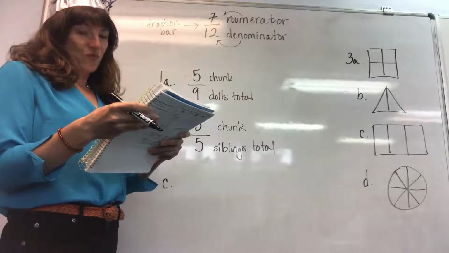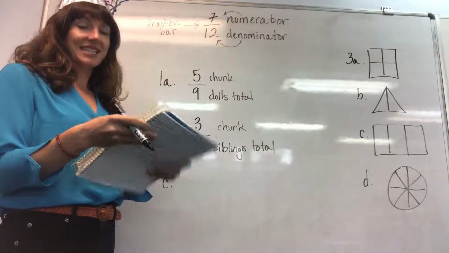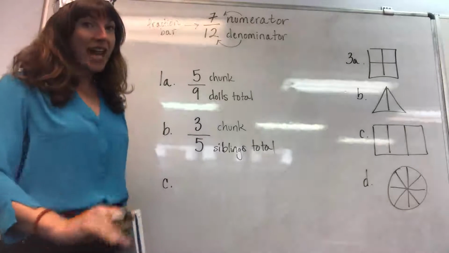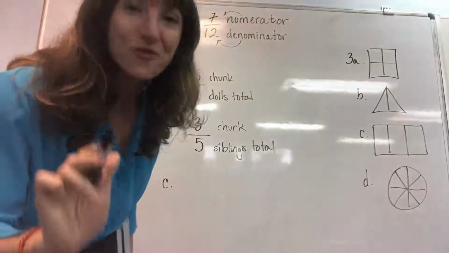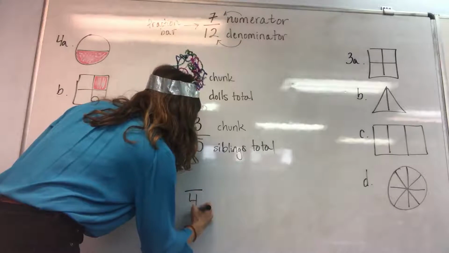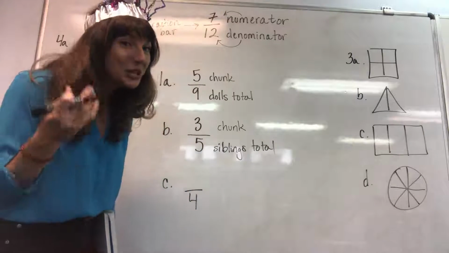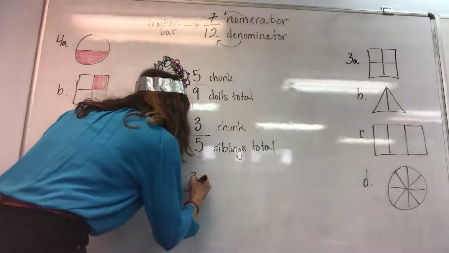Mrs. Olson has 4 rings. 3 rings are made of silver. What fraction of the rings is silver? So how many rings does she have total? I hope you said 4, and that number's gonna go on the bottom. That's your denominator. All right, and how many are silver? 3, that's really good.